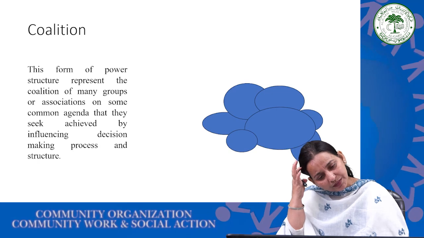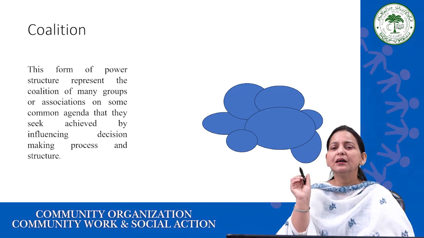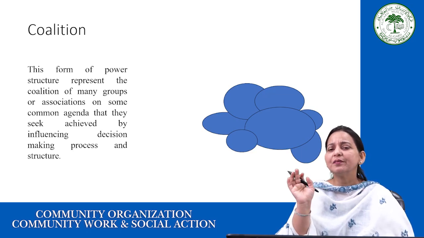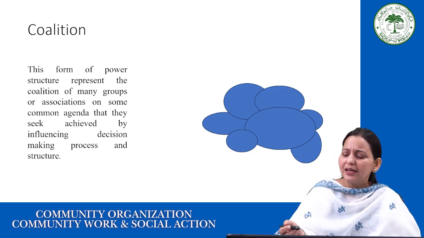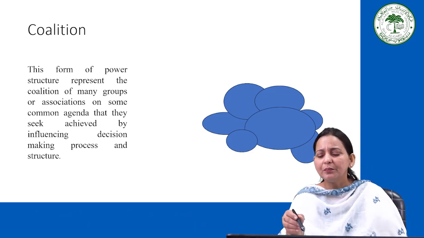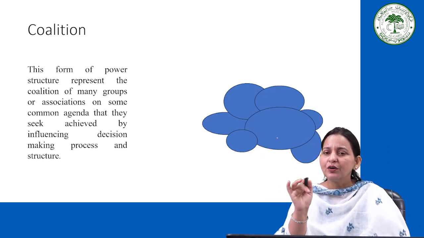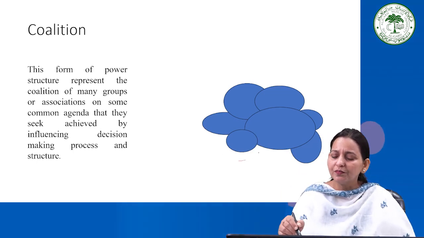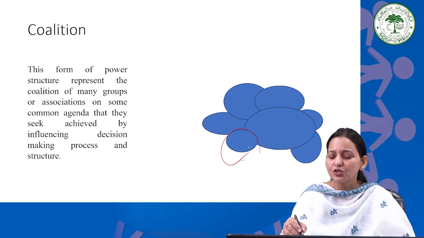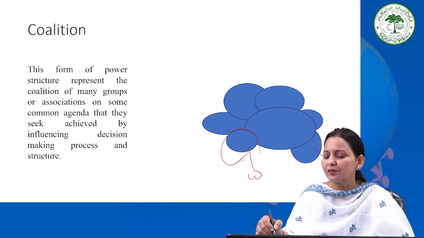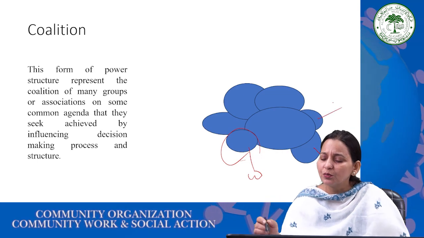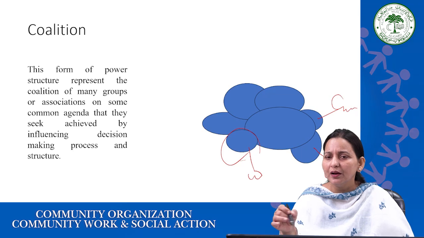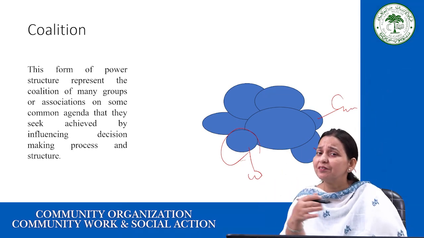Next is coalition. This form of power structure represents a coalition of many groups or associations with some common agenda that they seek to achieve by influencing the decision making process and structure. Here you see the overlapping. There are many power structures, but they come together for some common purpose. Maybe one group of a power structure is working on women's issues, another is working for LGBTQ, another for gender equality. Somehow their agenda is similar, so they come together and form a kind of coalition where the power is structured and everyone is sharing the power.